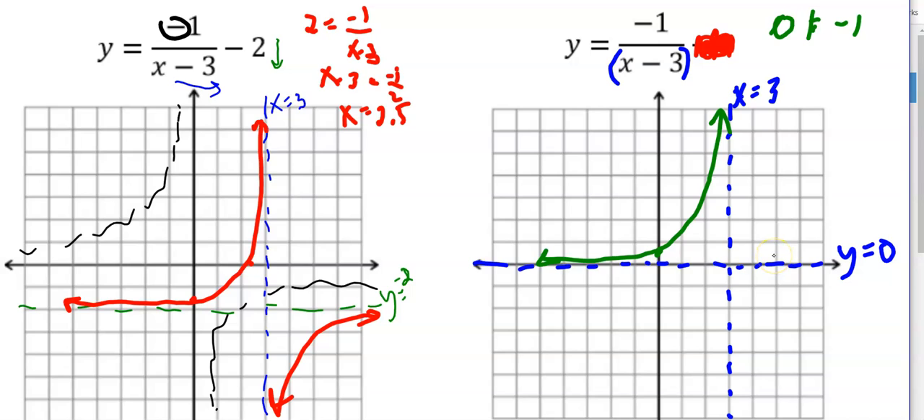So you could plot a point here. Sometimes it's good to plot a point. Let me show you how to do that. If you plug in, say, x is 4, what is the corresponding y value? That would be -1 over 1, which is -1. So 4, -1 is right about there. So I know the graph goes through that point. So it kind of looks like that. It's kind of contained within those asymptotes.